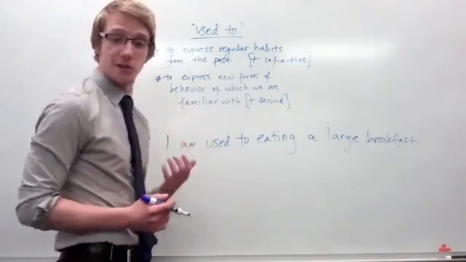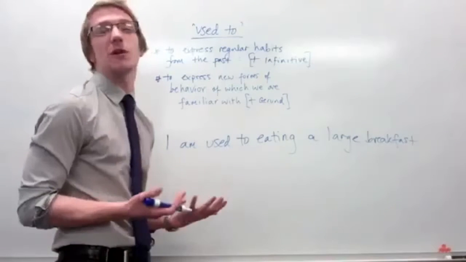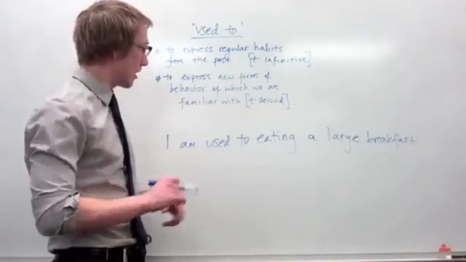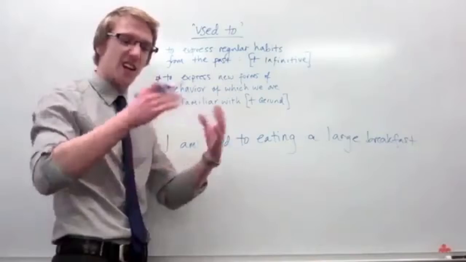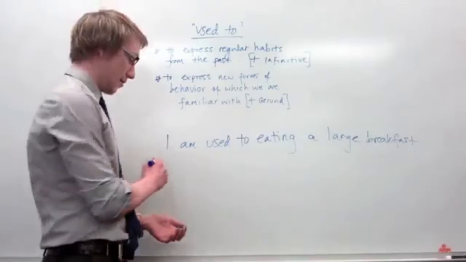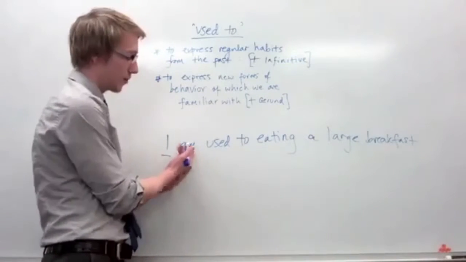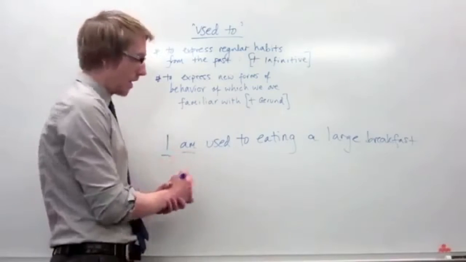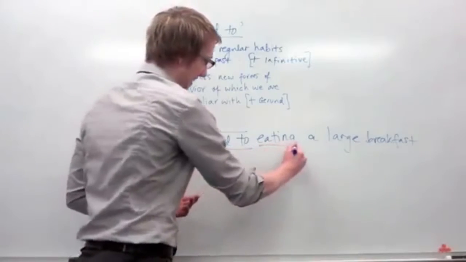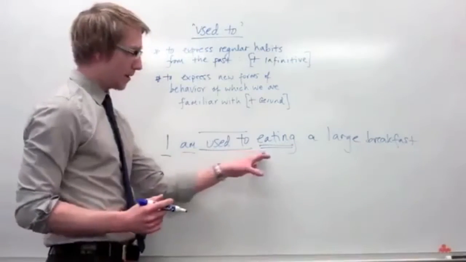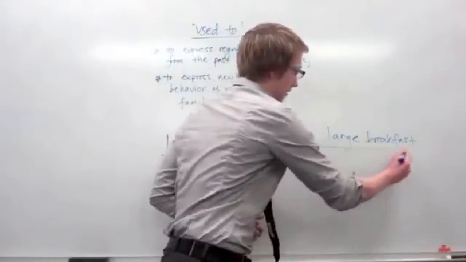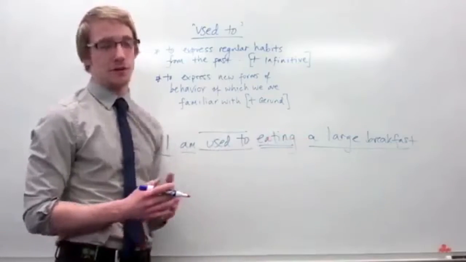So maybe in the past you were not very hungry when you first woke up. But as the years go by, now in the present, this kind of behaviour, eating a large, big breakfast, you're familiar with it. You are comfortable. So we have our subject, I, the auxiliary form of the verb to be, our fixed expression, used to, our gerund, eating, taking a present verb and adding this suffix, ing, and then finally our object, a large breakfast.